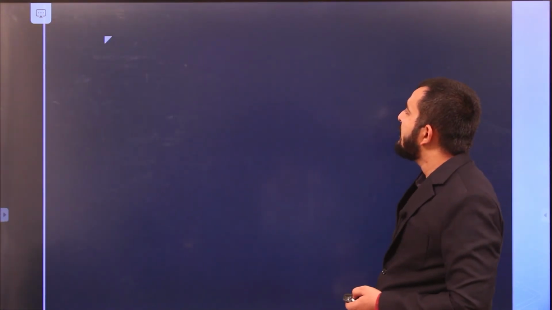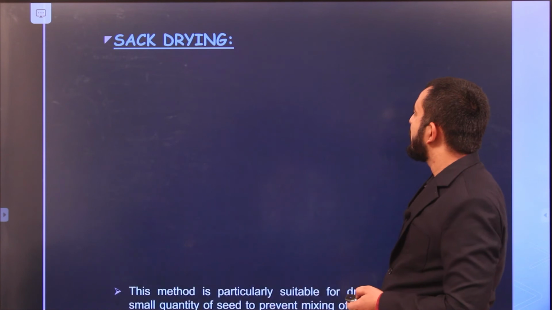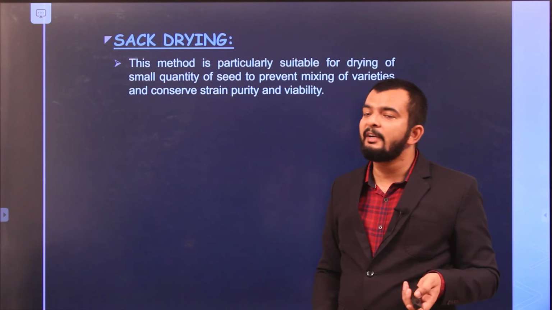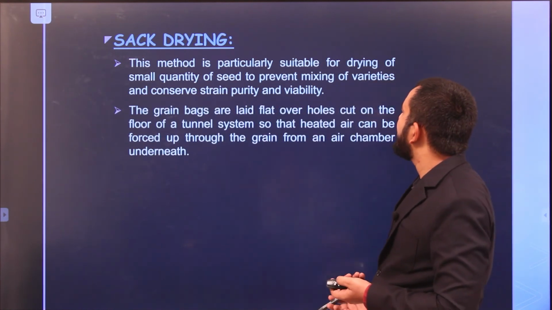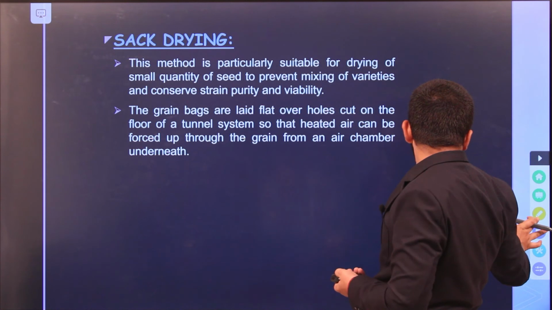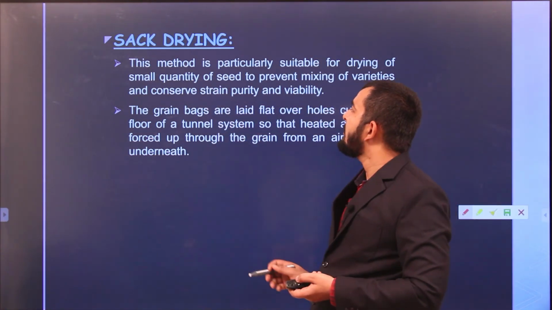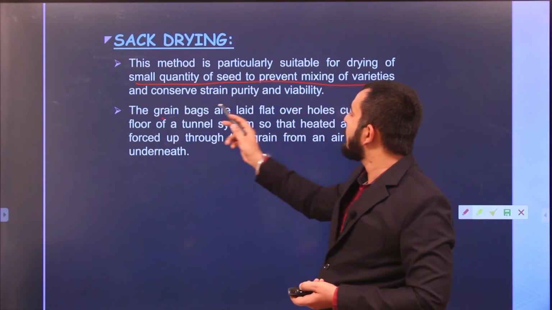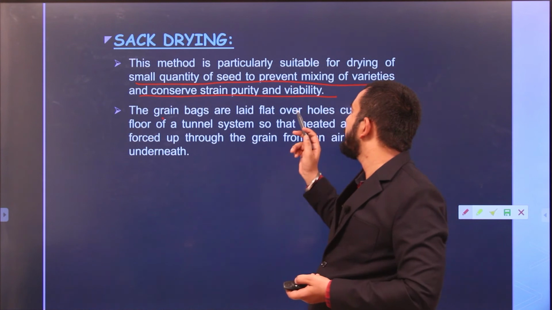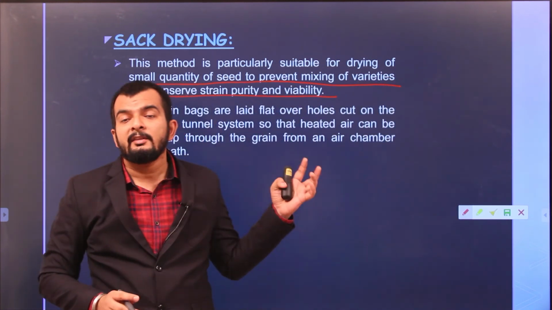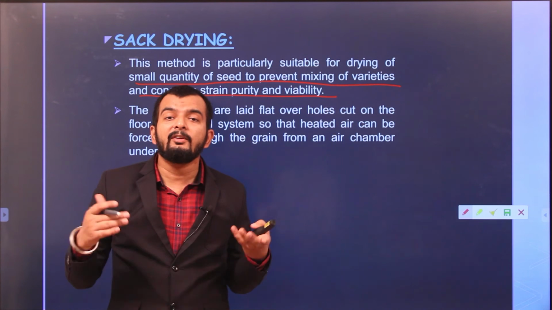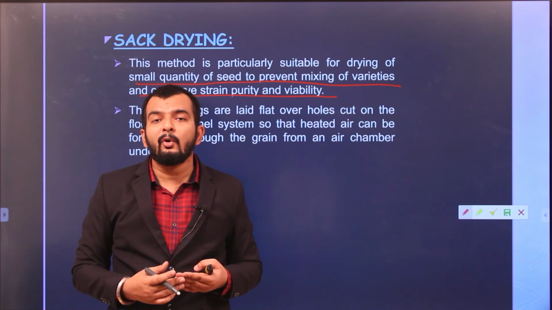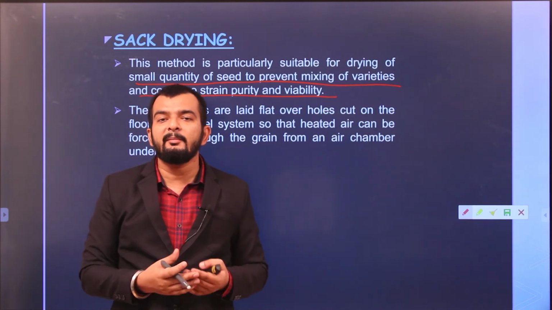Okay. Now the next method is sack drying. In sack drying, this is also a more commercially used method. This method is particularly suitable for drying of small quantities of seeds to prevent mixing of varieties and conserve strain purity and viability. That is, this method is generally employed when we have different varieties of seed, different varieties of grain, and the quantity is not large enough to process or dry them individually.